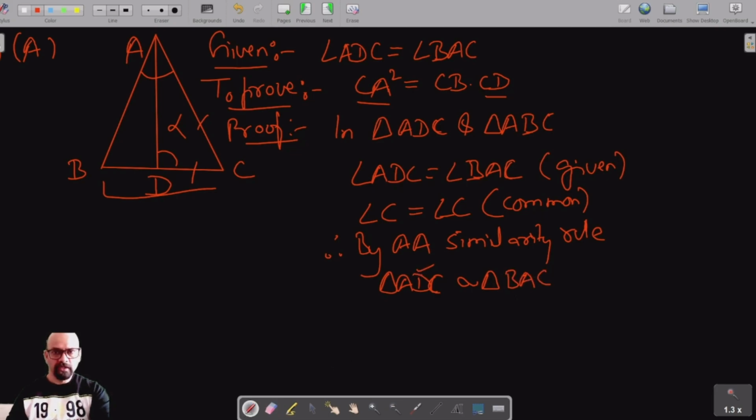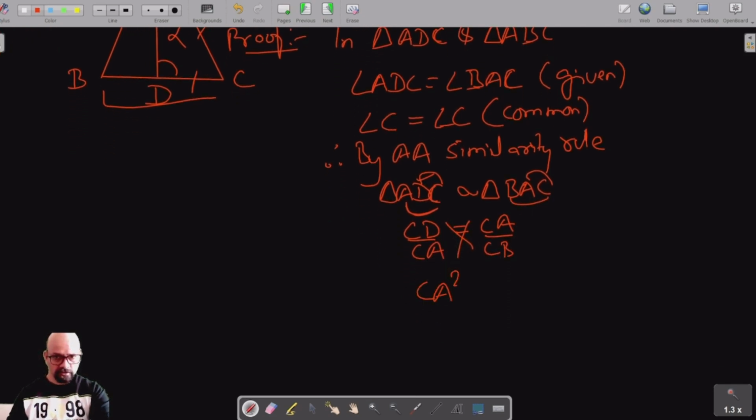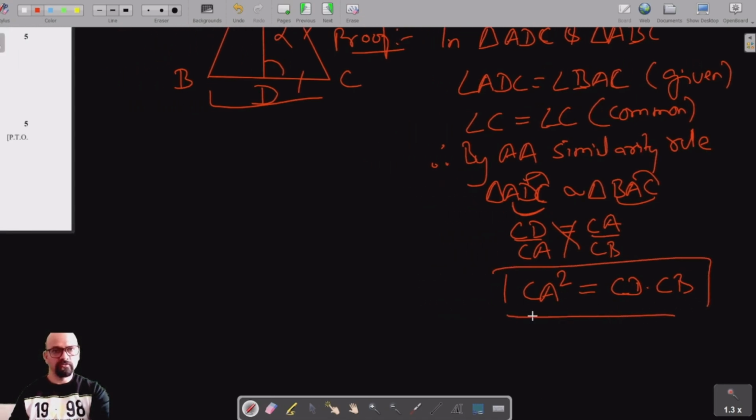So this is CD by CA is equal to CA by CB. And when we cross multiply, this gives us the desired result. So CA square is equal to CD into CB. And this is what was asked to prove.